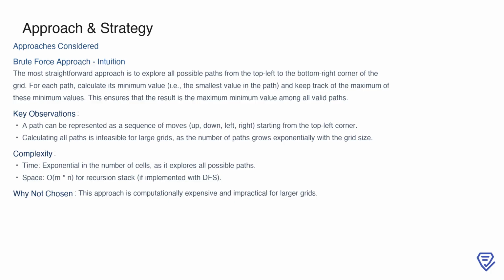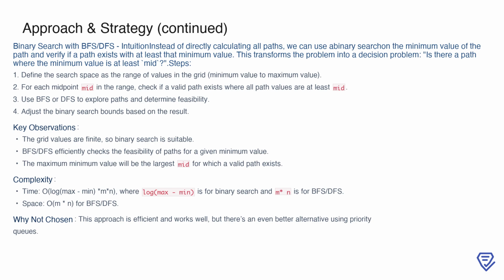This approach is impractical and therefore not chosen for this problem. Instead of evaluating all possible paths, we can use a more efficient method that combines binary search with BFS or DFS. The intuition here is to transform the problem into a decision problem. Instead of directly calculating paths, we ask, is there a path where all values are at least a certain threshold, mid? To achieve this, we define our search space as the range of values in the grid, from the minimum value to the maximum value.